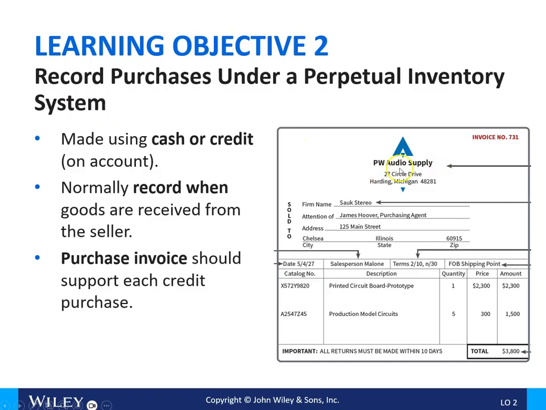The top here, PW Audio Supply is the seller. It's sold to Sauk Stereo. It's got their address. It's got the date of the sale, who the salesperson is, terms, this crazy looking thing here. We'll talk about that in a little bit. FOB shipping point, we'll talk about that again in a couple slides. It tells you what you bought. So we have a catalog number, description, quantity, the price of each, and then the extended price, and then the total amount of the sale.